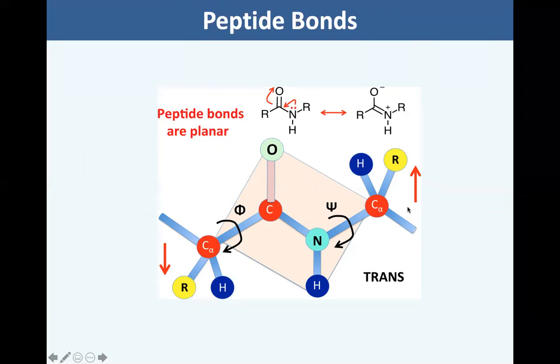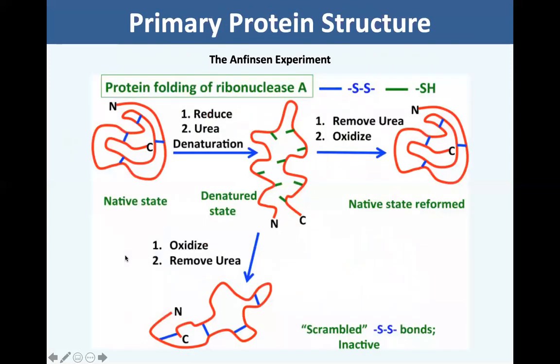And most of the time they're in the trans configuration, not all the time. I think we've all seen that before. And so the primary structure is determining the tertiary folding structure. And I want to tell you about a really quick experiment we see on the MCAT before. It's called the Anfinsen experiment.